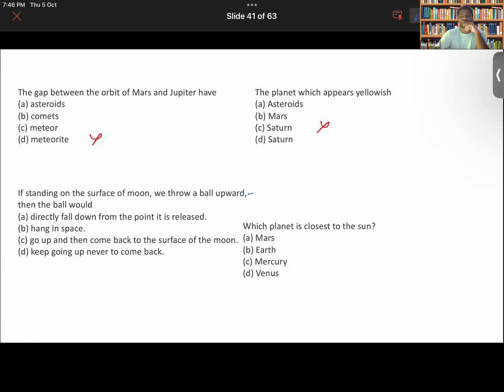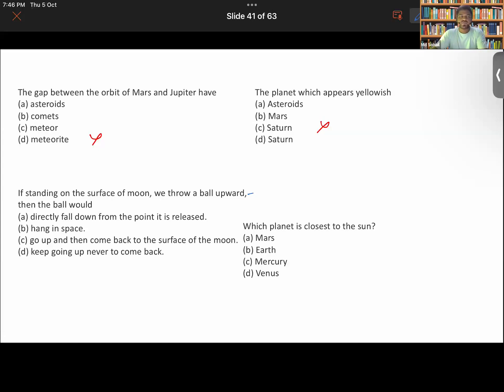Sir, C. Look here. It's C, sir. Since the moon's gravity is 1/6 of the Earth's gravity, exactly. It's not like it has zero gravity. There is a little gravity there also, right? So it will remain for a few seconds. It will go up and then come back to the surface of the moon.